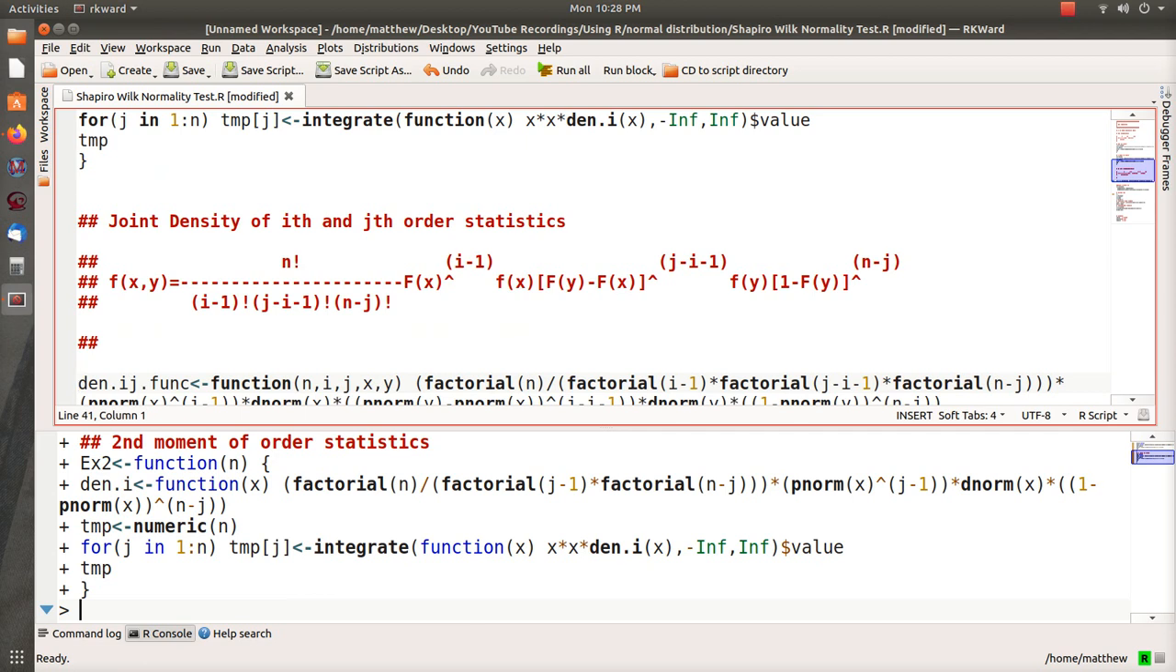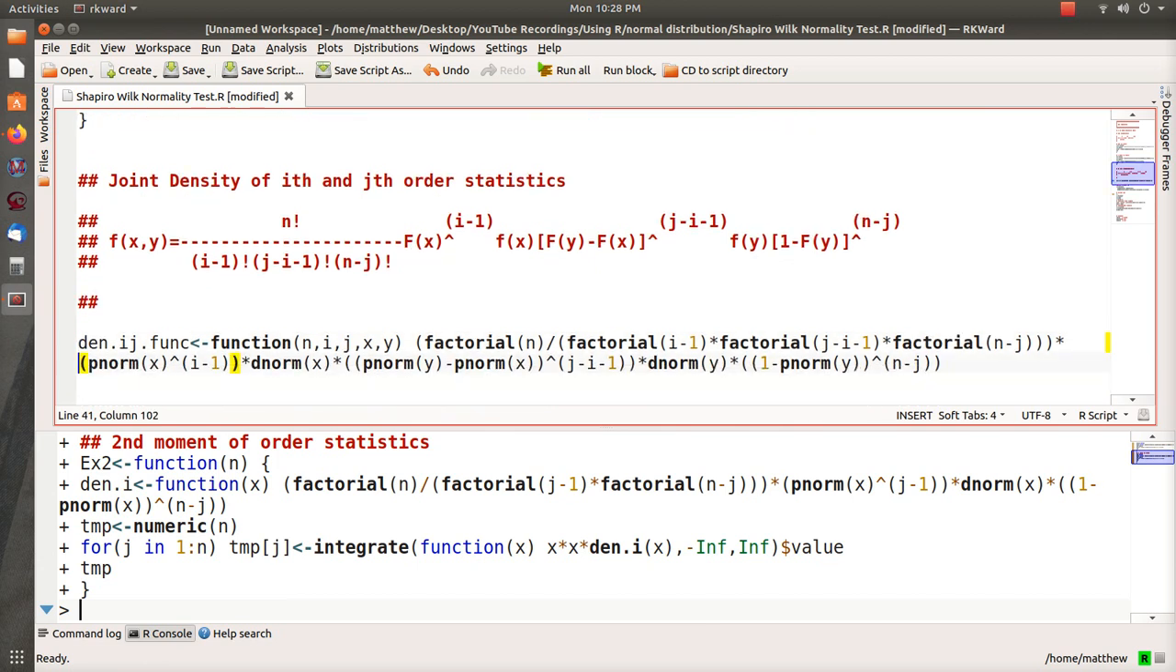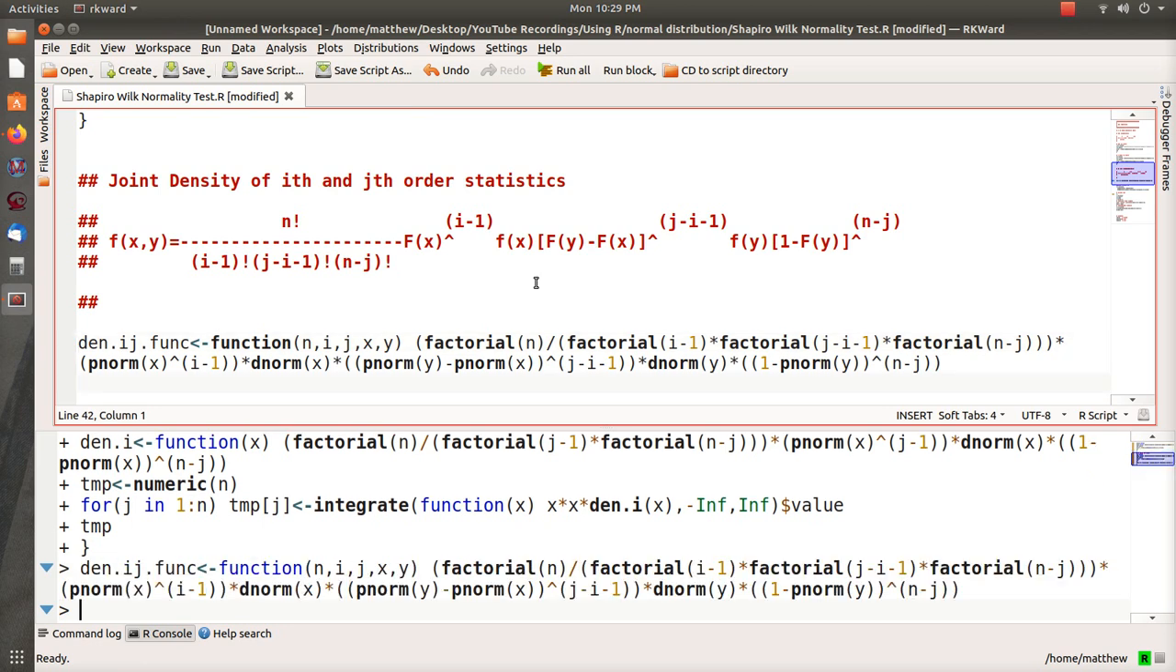Now to calculate the covariance, we need the joint density for the ith and jth order statistic, which is this. And I should have stated earlier that little f is the standard normal density, capital F is the CDF, or cumulative distribution function, for the standard normal. And here I create a function called denij, which is the density of the i and j order statistic. So this is really just this function up here coded in R.